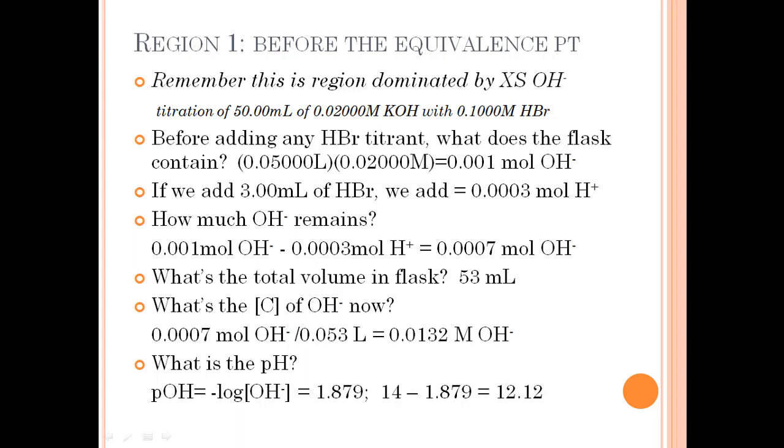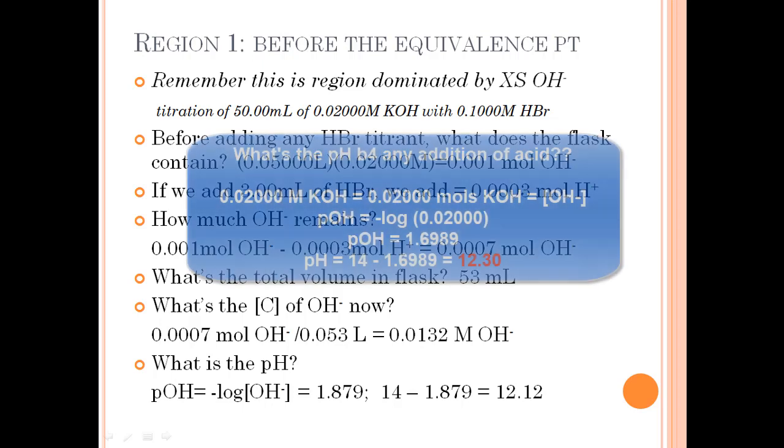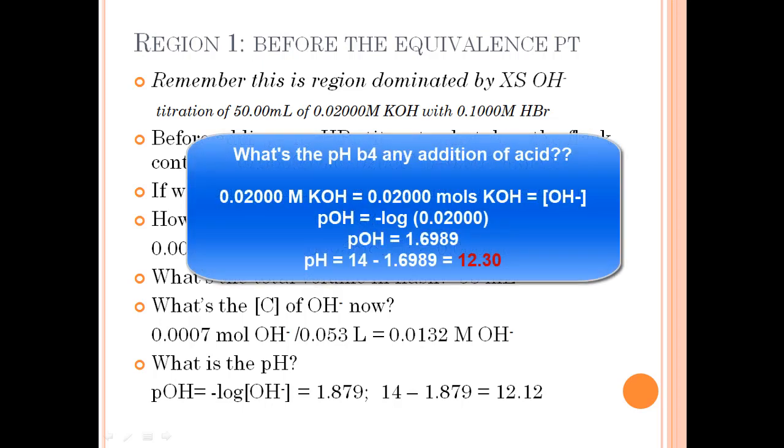If you wanted to figure out what the pH was before you even added any titrant, all you would have to have done is take your concentration of OH at the beginning, which of course they gave it to you, right? It's 0.02, and take the negative log of that. If you do 0.02 and take the negative log, you'll get 1.6989. Remembering that that's pOH, you would have to take 14 minus 1.6989, and you'll get 12.30. So that's the pH that you started at. You added 3 mils of a strong acid, and now your pH is 12.12.